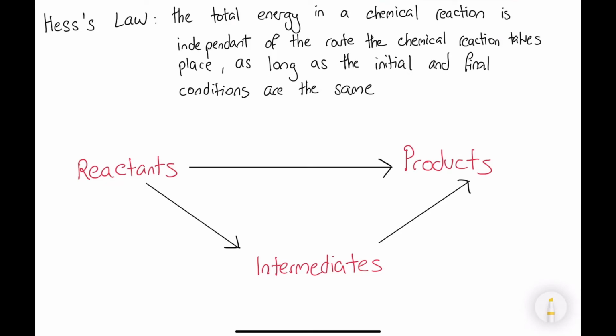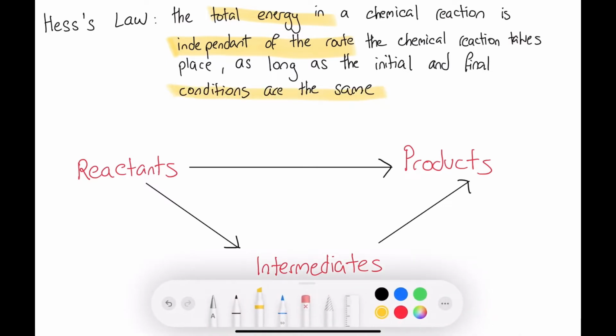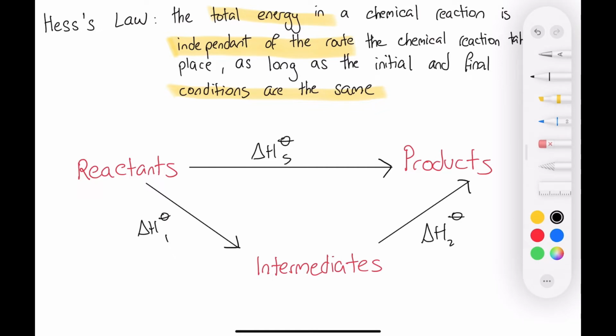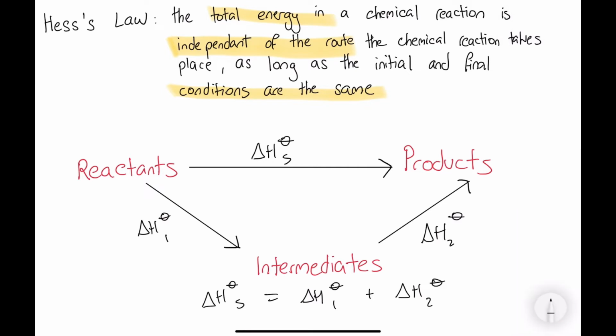Hello, so today I'll be talking about Hess's law, which states that the total energy in a chemical reaction is independent of the route taken as long as the initial and final conditions are the same. This can be represented through a Hess's cycle, which I have drawn over here. They're basically saying that the energy change of this is the same as the energy change of the intermediates. And we can take advantage of this law to find out the enthalpy change of different molecules.